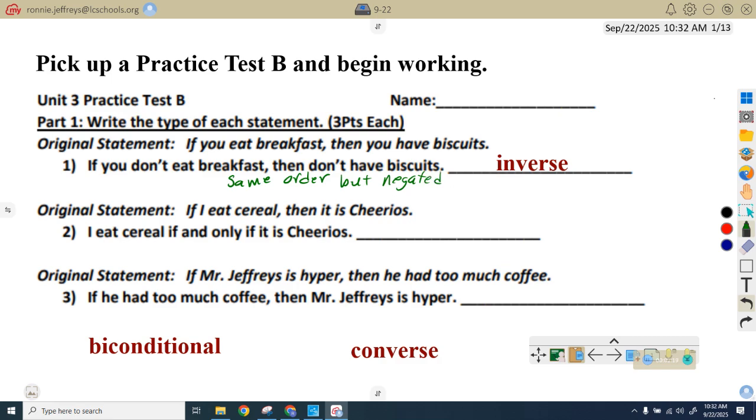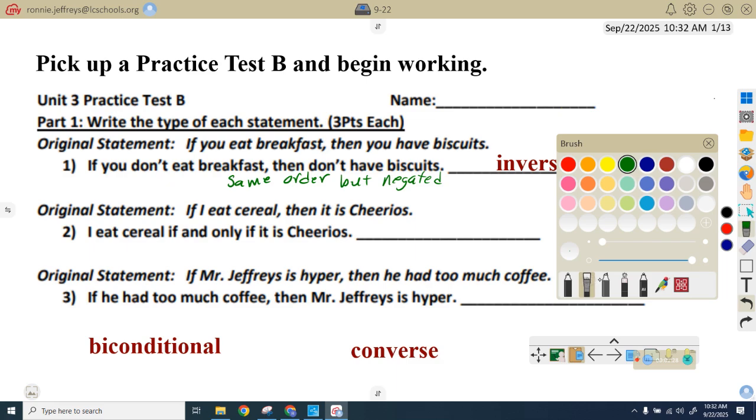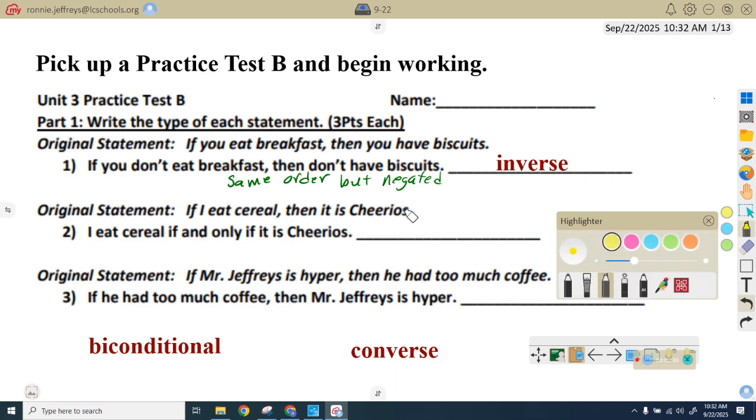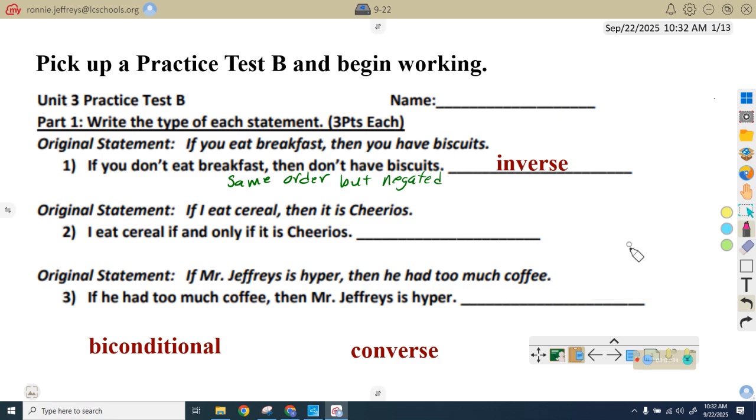Now for number 2, it says, if I eat cereal, then it is Cheerios. This right here says, if I eat cereal, if and only if it is Cheerios. These four words are going to tell you exactly what you need to know. If it says if and only if, it's a biconditional.